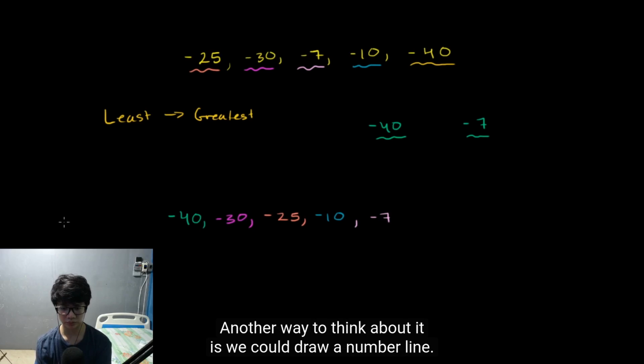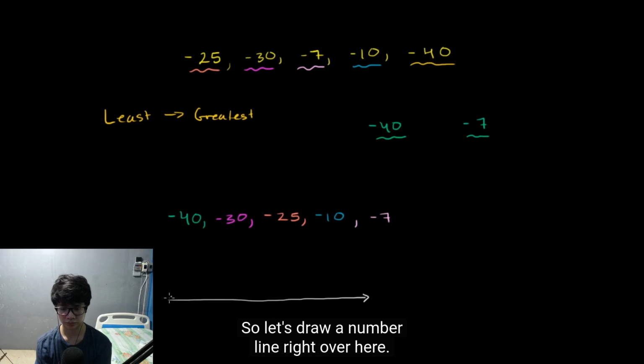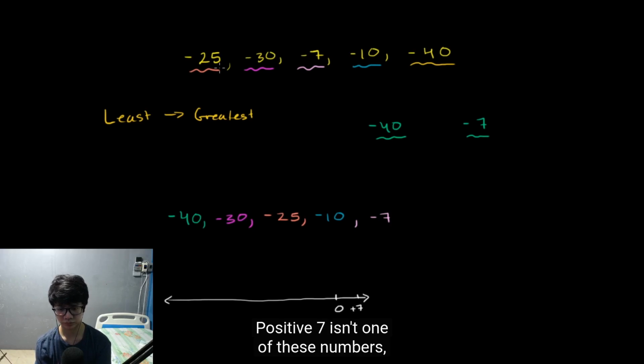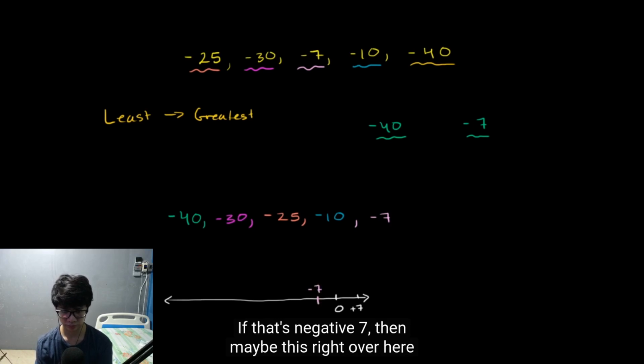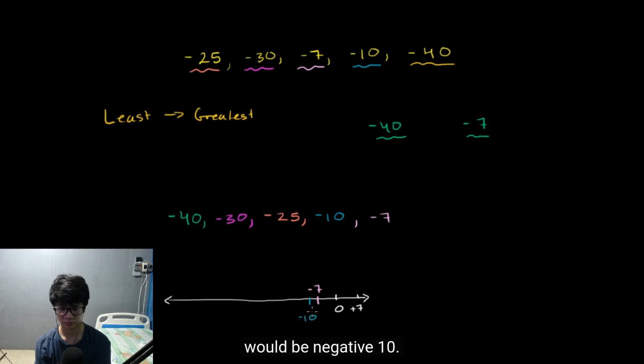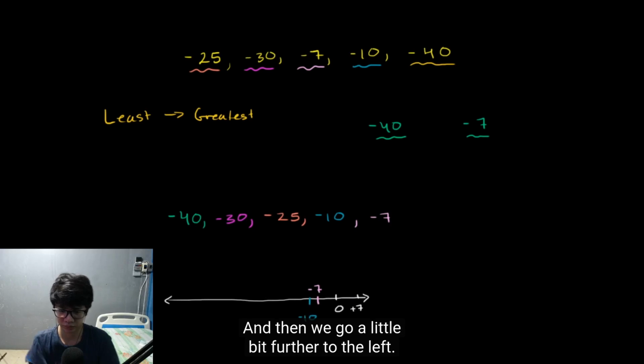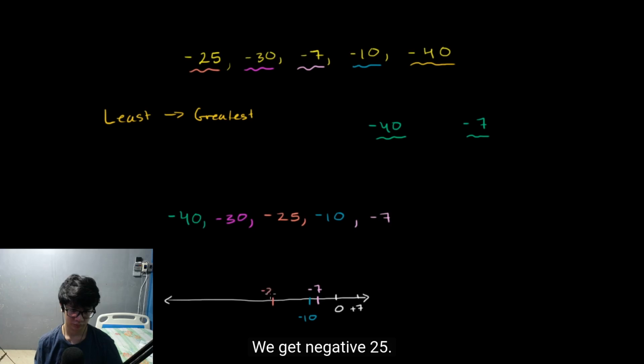Another way to think about it is we could draw a number line. So let's draw a number line right over here. If this is 0, we could put maybe positive 7 up here. Positive 7 isn't one of these numbers, but then we can plot all the other numbers. So this right here might be negative 7. If that's negative 7, then maybe this right over here would be negative 10. Notice we go further and further to the left of 0. And then we go a little bit further to the left, we get negative 25.